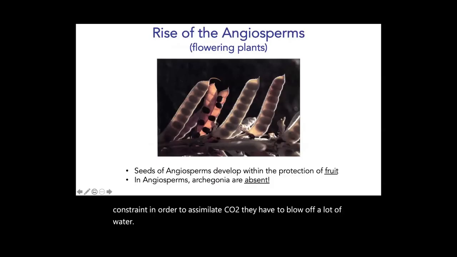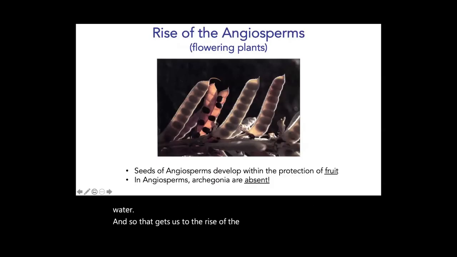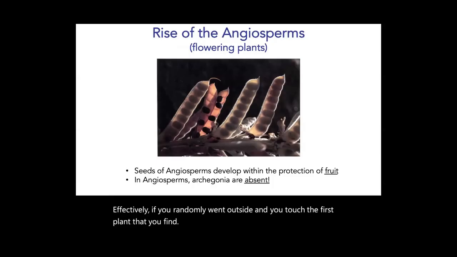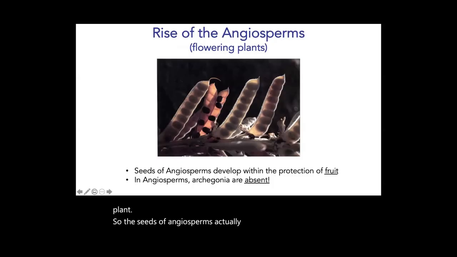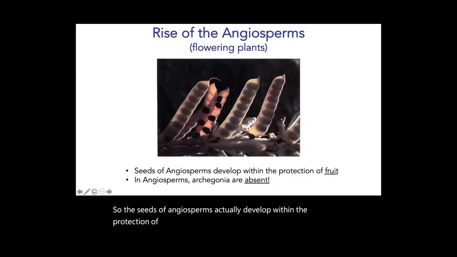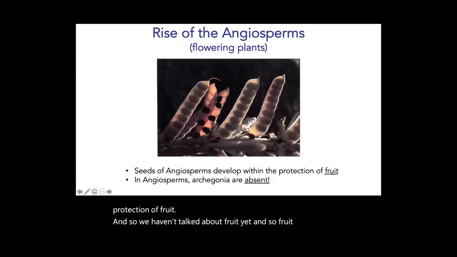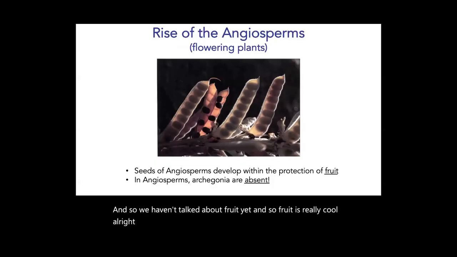Okay. And so that gets us to the rise of the angiosperms, the flowering plants, right? Effectively, if you randomly went outside and touched the first plant that you find, in all good chances, it's going to be an angiosperm, a flowering plant. So the seeds of angiosperms actually develop within the protection of fruit. And so we haven't talked about fruit yet. And so fruit is really cool, all right? So we've talked about seeds, but we haven't talked about fruit.